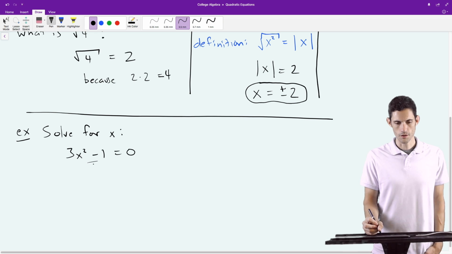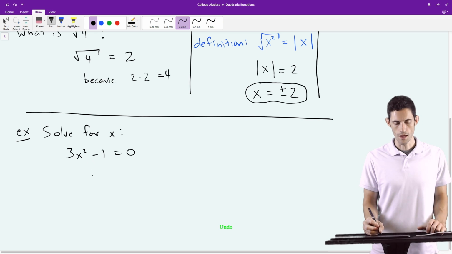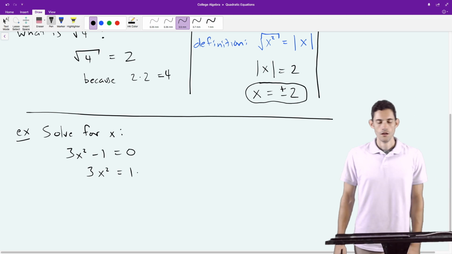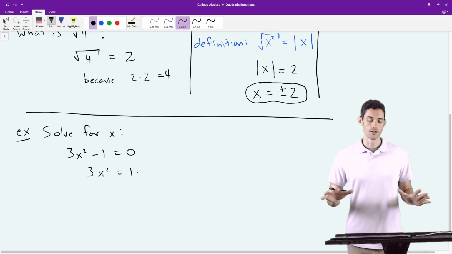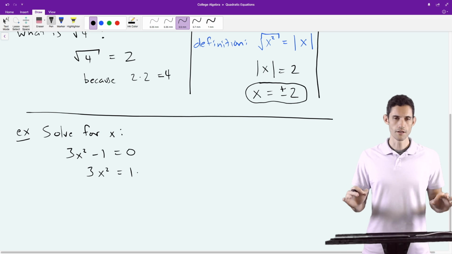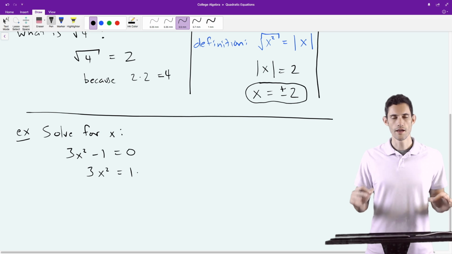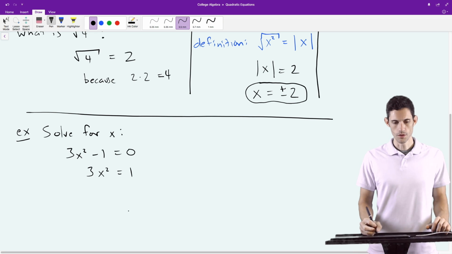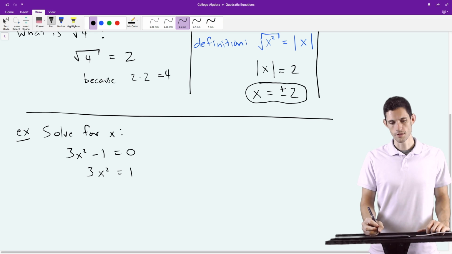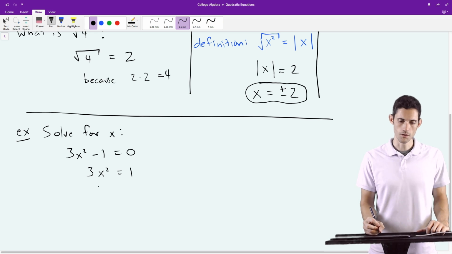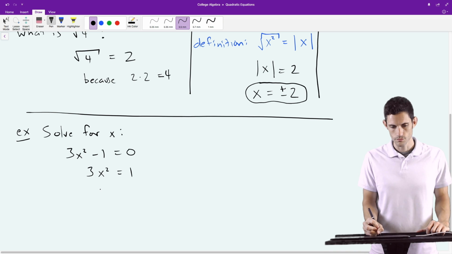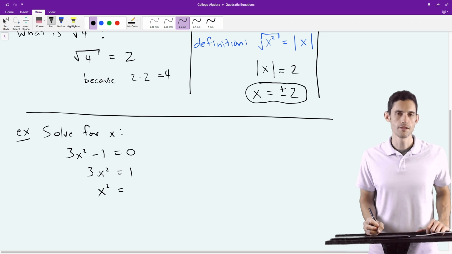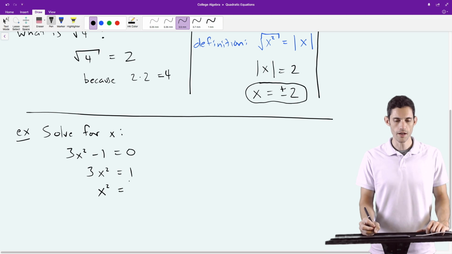I want to add a 1 to both sides. So 3x squared is equal to 1. You've got to use your order of operations, PEMDAS: parentheses, exponents, multiply, divide, add, subtract. You want to use that backwards when you're solving for x. So I do the subtraction first, now I'm going to do multiplication. Well, I see the 3 is being multiplied, so I need to divide it on both sides.